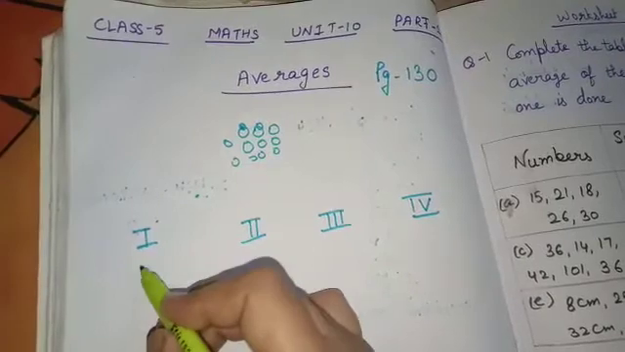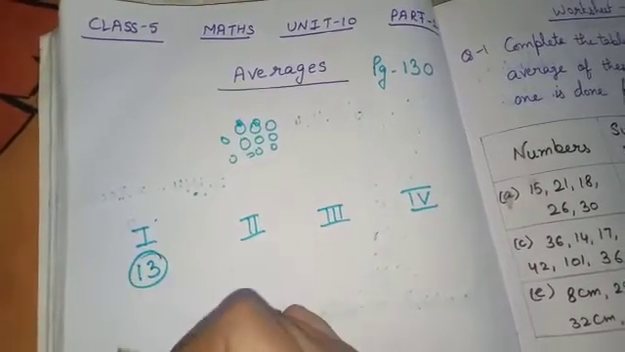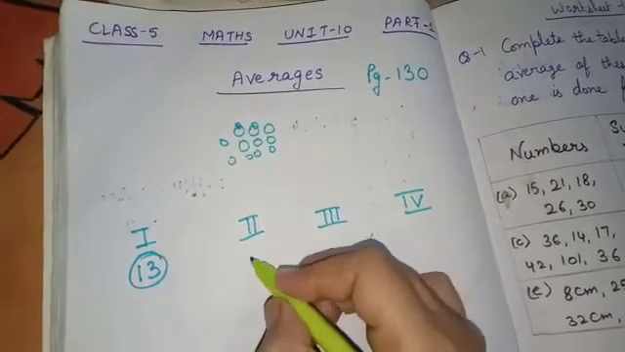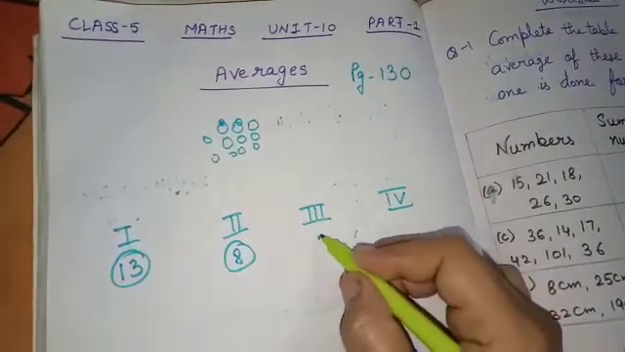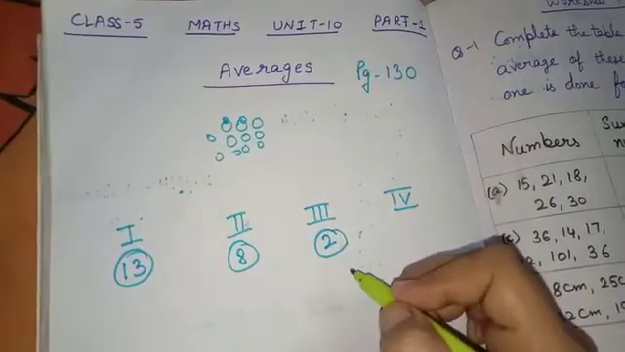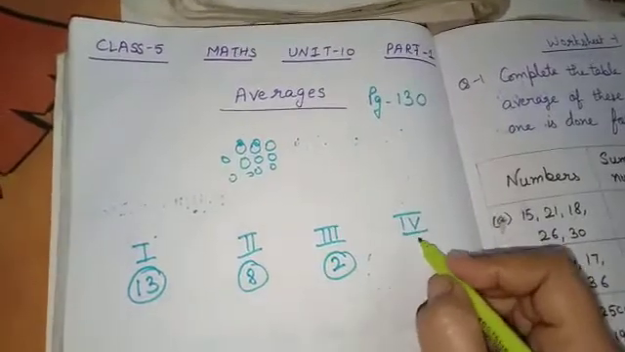The first student said, "Ma'am, I have got 13 sweets." Second said, "Ma'am, I have got 8 sweets." Similarly, third has got 2 and fourth has got 1.